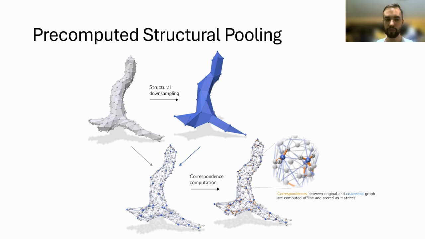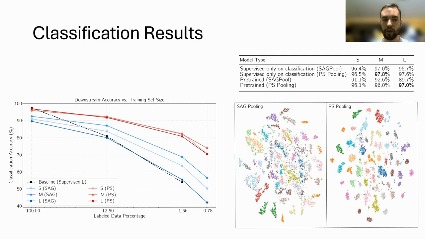Second, we propose pre-computed structure pooling or PS pooling. In contrast with other graph pooling methods, the node correspondences for PS pooling are pre-computed before training. They are derived from the internode distances between subsequent levels of simplified meshes. This brings a structural prior into the pooling operation while still performing the majority of computationally expensive tasks before the training phase. We integrated PS pooling into a self-supervised graph autoencoder and evaluated it on a downstream classification task.